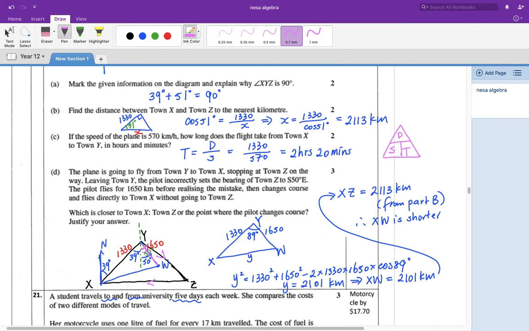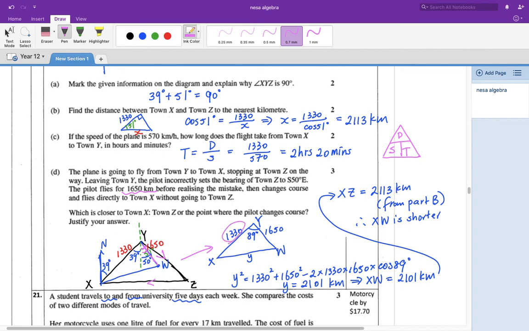To make it clearer for myself, I redraw the new triangle outside. I know this angle is now 89 degrees because 50 plus 39 is 89. And this side is 1650, which is also from the question. It says he flew 1650 kilometers before realizing and making the right choice. This is from the original question.